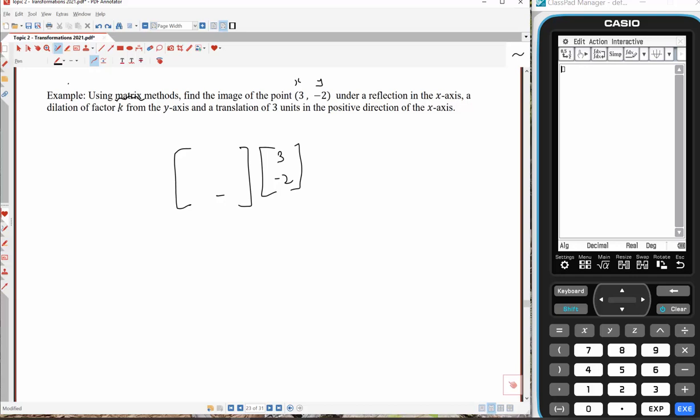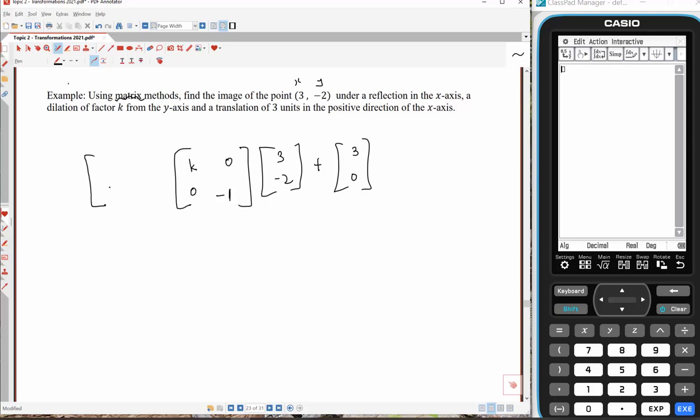A dilation factor k from the y-axis. Dilations from y change x, so that's going to be k there. And a translation 3 units in the positive direction of the x-axis. So 3 units in the positive direction, 0 units either up or down. Now that we know there's no dilation from the x-axis, we'll pop a 1 there, which indicates that it's just a reflection only. When this number is something other than 1, then it's going to be some sort of dilation factor. Okay, now what we do with these spots here is we just plonk zeros in them.